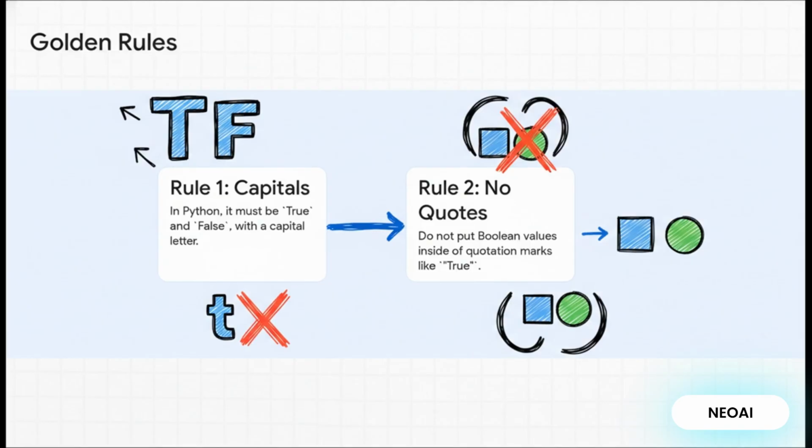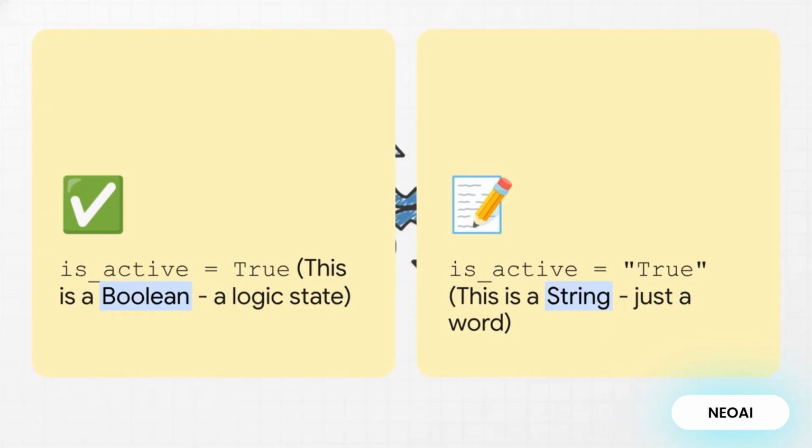Let's see exactly why. Here is the critical difference. On the left, when we say is active equals true, we're creating a logical state. The computer understands this as a concept, like on or off. But on the right, when you put true in quotes, you're not creating logic. You're just creating the word true. It's just a piece of text, what we call a string. Your code can't perform logic on a simple word.